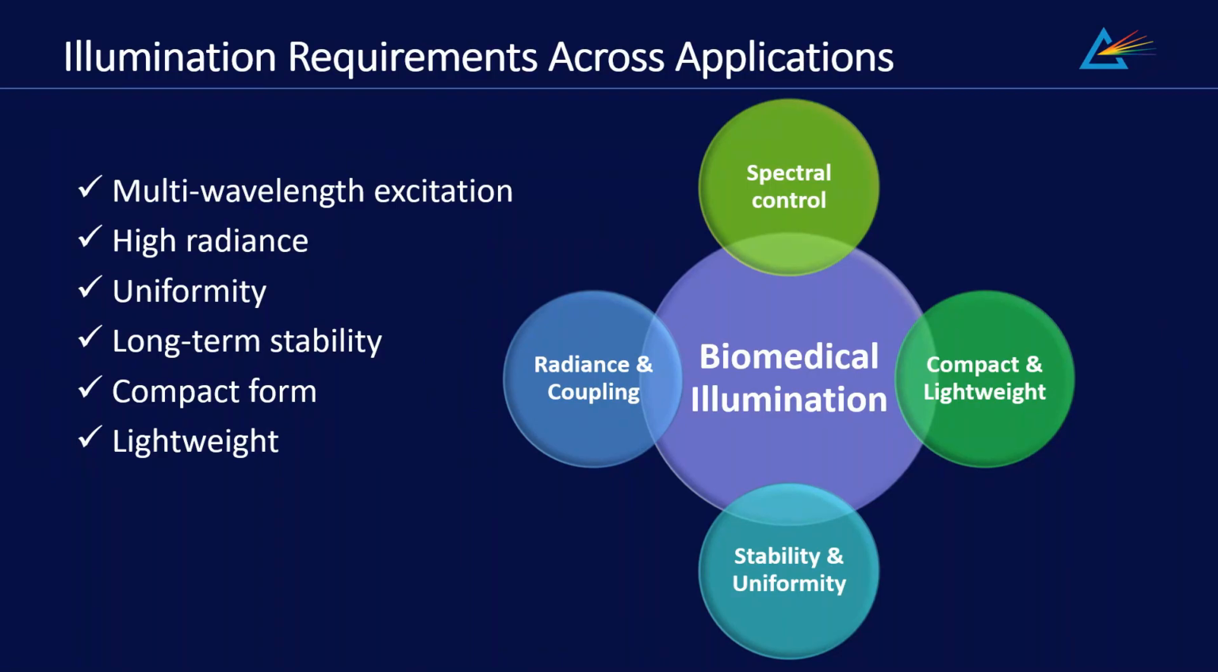Uniformity and long-term stability are also essential. Consistent illumination improves measurement repeatability, calibration accuracy, image quality, and overall system reliability. Finally, biomedical instruments often operate under strict constraints related to size, weight, power consumption, and thermal management, making compact and efficient illumination architectures highly desirable. Balancing all of these requirements creates significant engineering challenges.